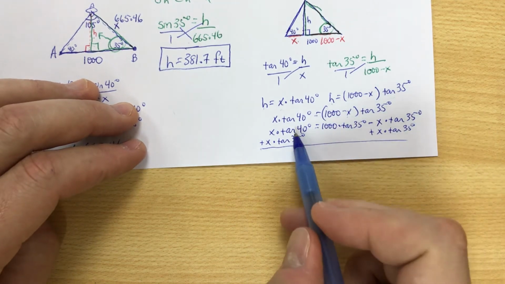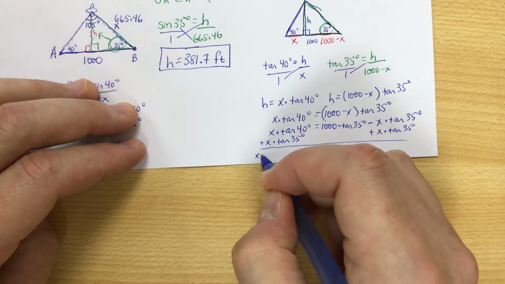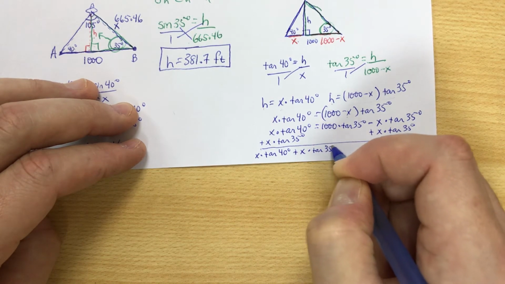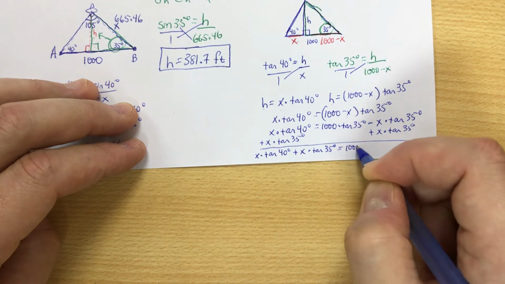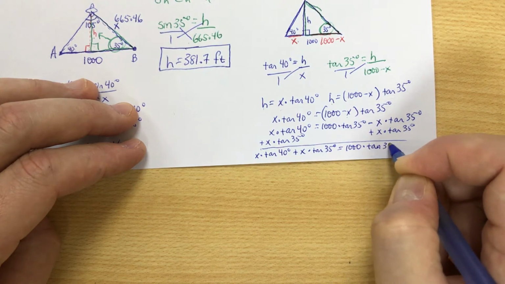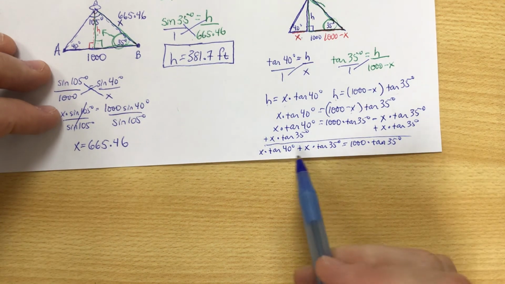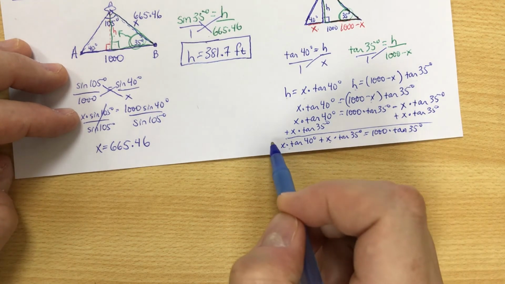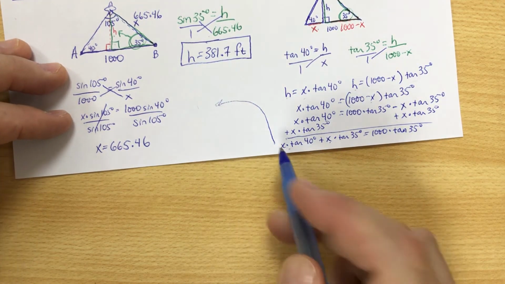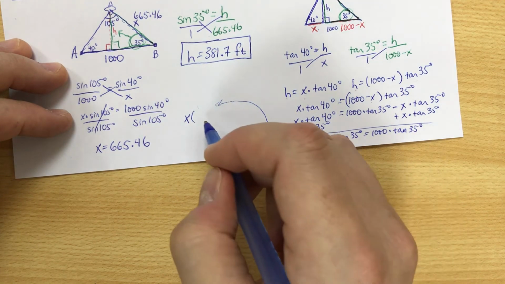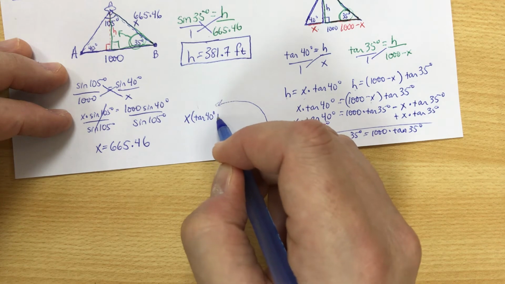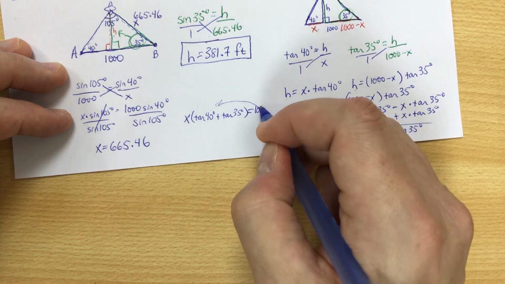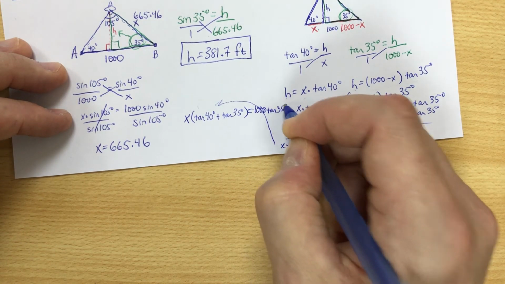Now I can't just combine these because these are different. So this is x times the tangent of 40 degrees plus x times the tangent of 35 degrees is equal to 1,000 times the tangent of 35 degrees. I'm going to factor an x out of both of these terms because they both have an x. If I take out the x, what that leaves me with is the tangent of 40 degrees plus the tangent of 35 degrees equals 1,000 times the tangent of 35 degrees.